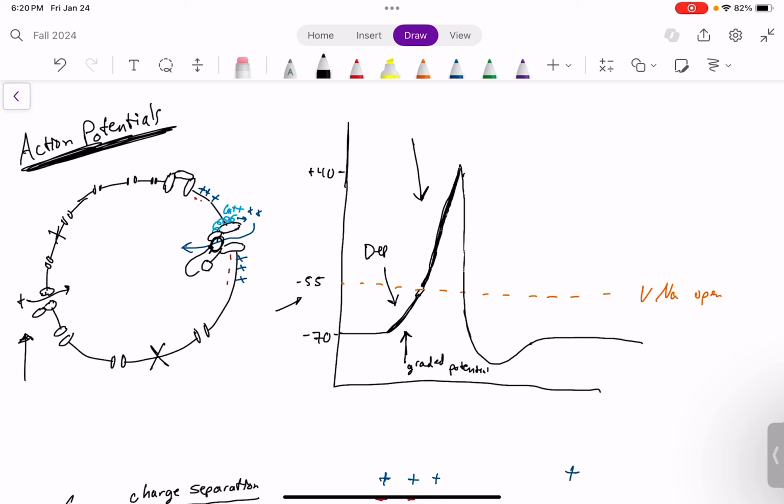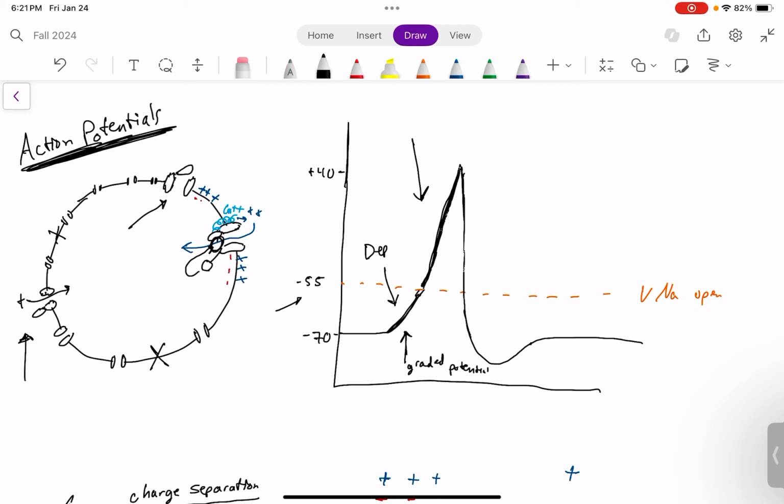Now, why does it go down afterwards, you might ask? The reason why is because there's also voltage-gated potassium channels. And we can have this one as an example. I doubt that's what it actually looks like, but say that's a voltage-gated potassium channel. Now, the thing about the voltage-gated potassium channels is they're a little lazy, and they open a lot more slowly.